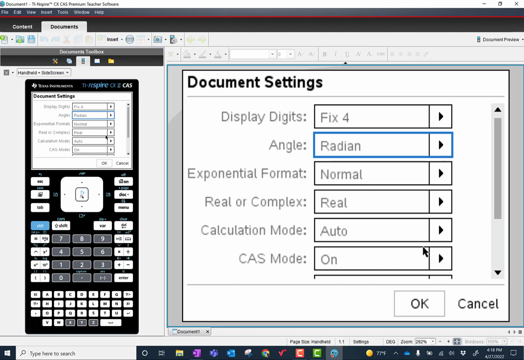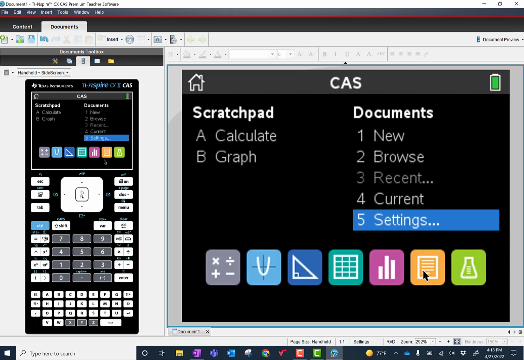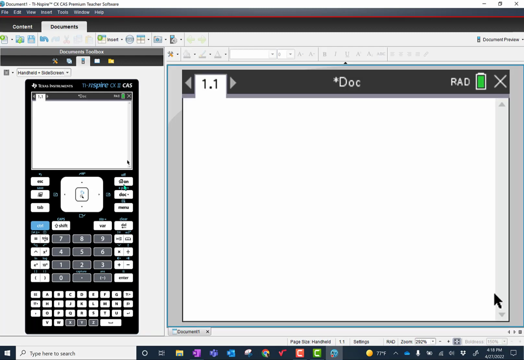That's what we would need to do if we don't have the new operating system. So if you don't have the new operating system, I encourage you to check with me and I will help you take care of that.